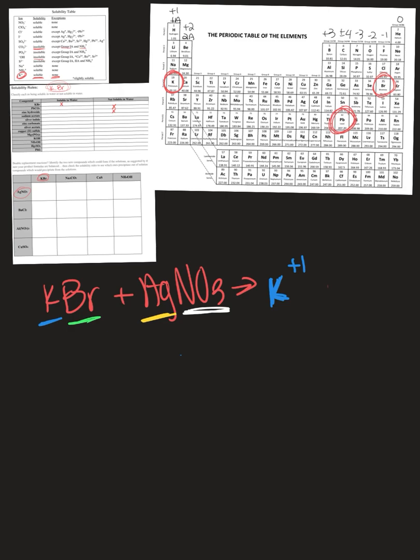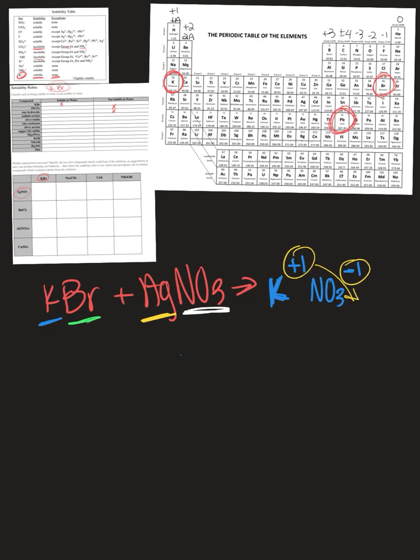So look on the bottom left-hand side of your periodic table, other side. Yep, bottom left-hand side, NO3. What's the charge of NO3? Yep, so it's going to be NO3 minus 1. Now, we need to cross and drop our charges. This is the part where it gets a little funky.